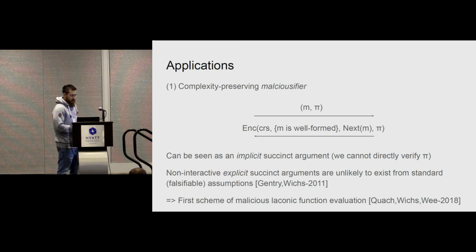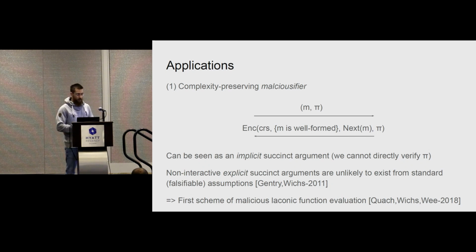Okay? Good. Now, you may want to ask, why don't you like explicit proof? What's wrong with explicit proof? Why don't we just use those? The problem with explicit proof is that non-interactive succinct arguments are a big open question in cryptography. So we do not know any constructions under standard assumption.